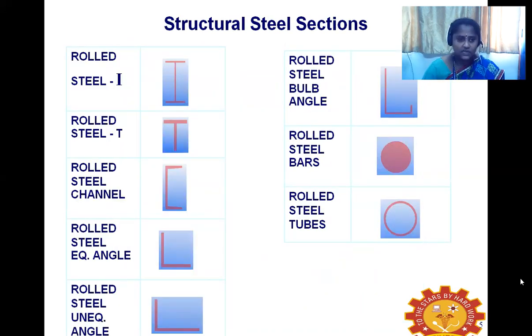Next one is structural steel sections. Here, by seeing this, you could see different shapes of the sections. Everywhere it has been mentioned: rolled steel I, rolled steel T, rolled steel channel, rolled steel equal angle, rolled steel unequal angle, rolled steel bulb angle, rolled steel bars, and rolled steel tubes. So everywhere you could see the name rolled steel.